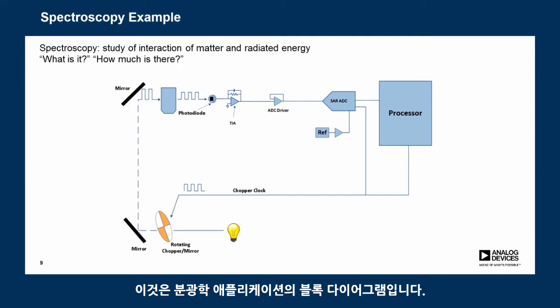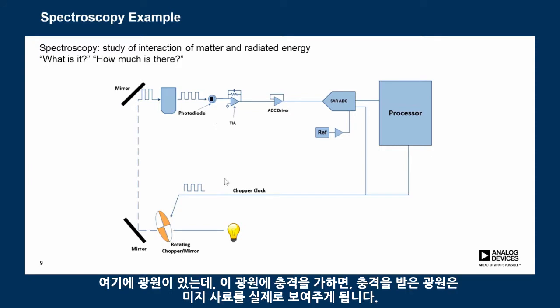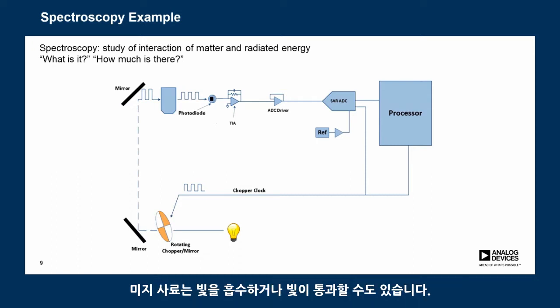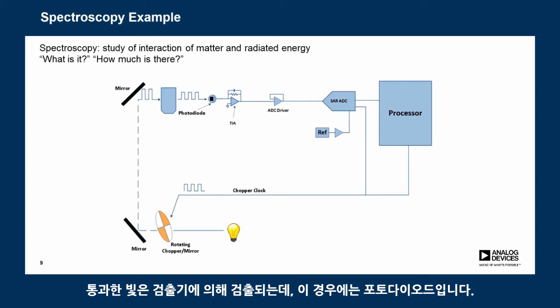This is a block diagram of the spectroscopy application. Well, we have a light source. The light source is chopped, and the chopped light gets shone onto an unknown sample. And the unknown sample could either absorb the light or allow the light to pass through. So the light that passes through gets detected by the detector, and in this case, it's the photodiode.